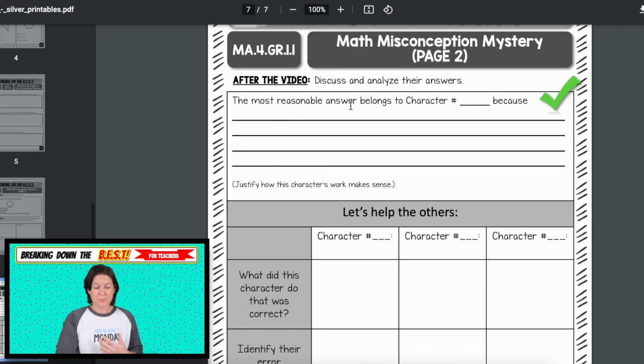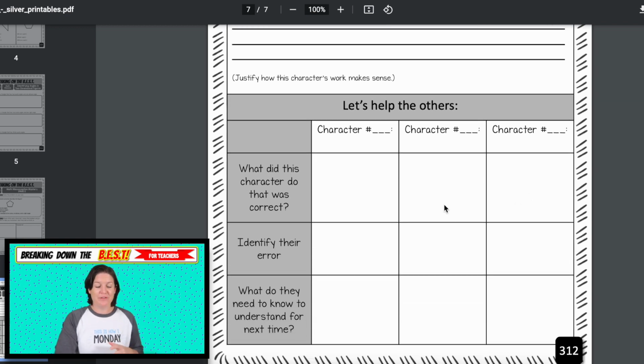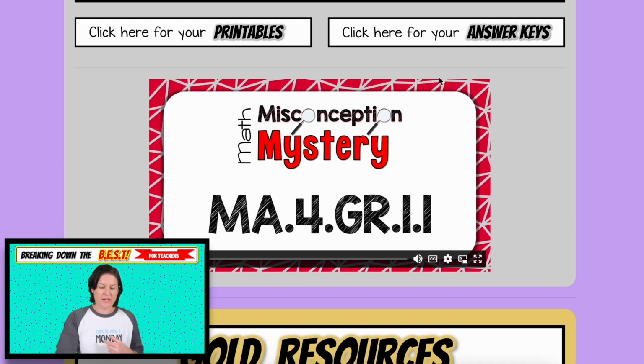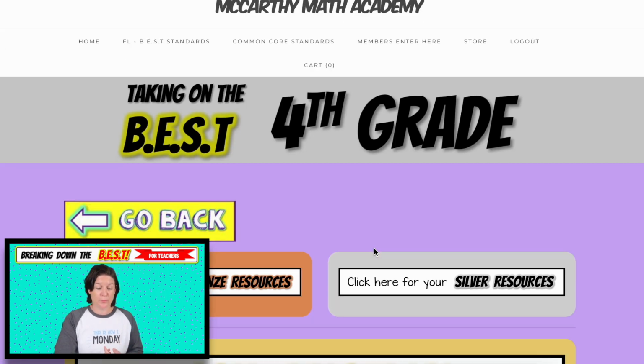and why in their detective report, and then analyze and examine the work of the others, identifying what their error was, and also what did they do that was correct, because they may have been partially correct, right? So that's the math misconception mystery, and your answer keys are right there. If you have the gold plan, you have access to even more support.